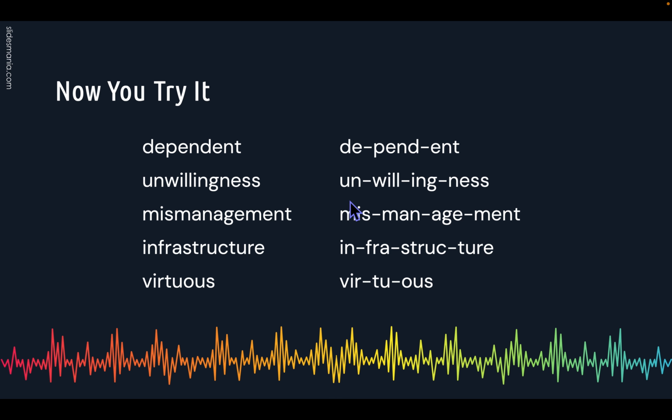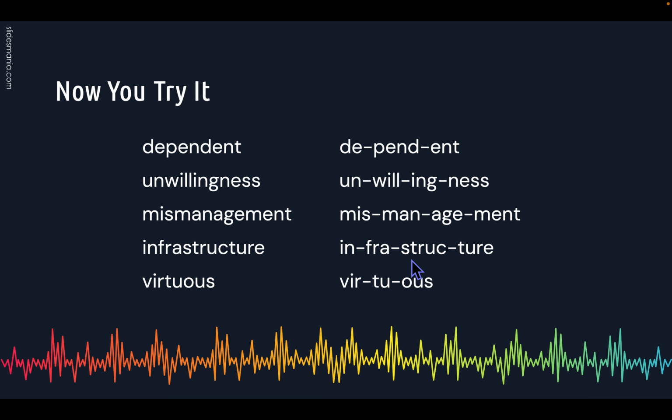Unwillingness. Right here we have the prefix mis, the suffix ment, which only leaves us right here to figure out. Oh, age is also a suffix, so we can split there. And the word man is easy, so mismanagement. Right here we have the prefix in, the suffix chur. I know it looks like cure, but that is really hard to say. And so when people are speaking, at least in American English, the T tends to take on more of a ch sound, like in the word picture.